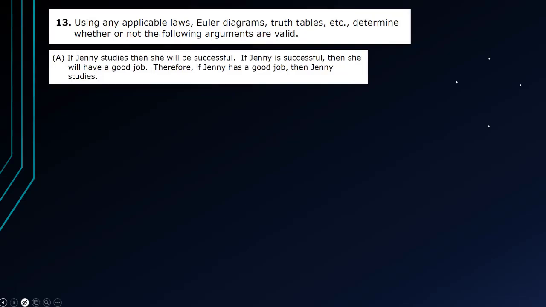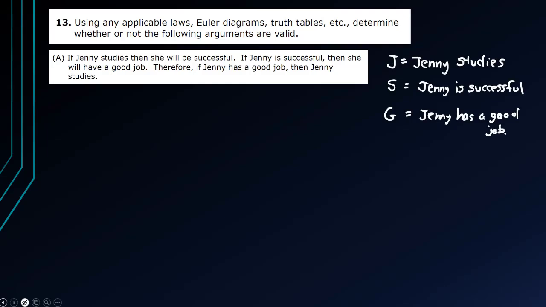So for this here, you're asked to, number 13, take the statements that you're given and determine if it represents a valid argument. And we're going to walk through the first one to talk about what makes a valid argument or not. So A, if Jenny studies, then she will be successful. If Jenny is successful, then she will have a good job. Therefore, if Jenny has a good job, then Jenny studies. Is this a logical argument?